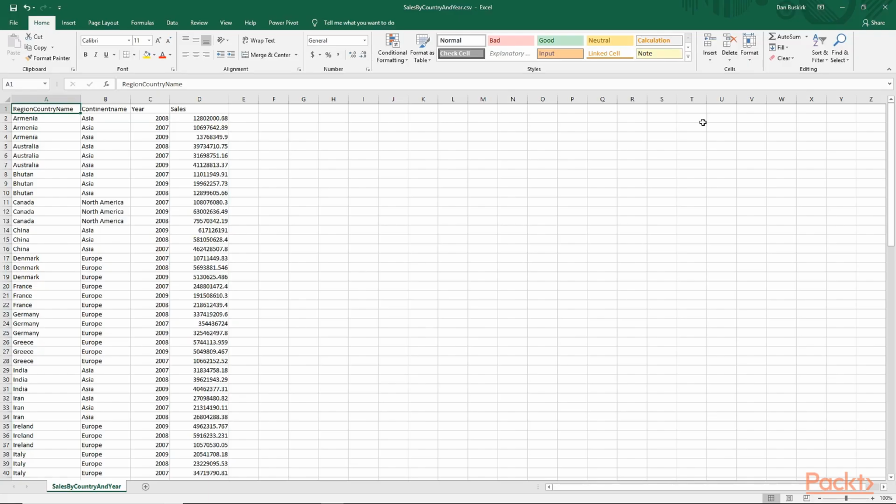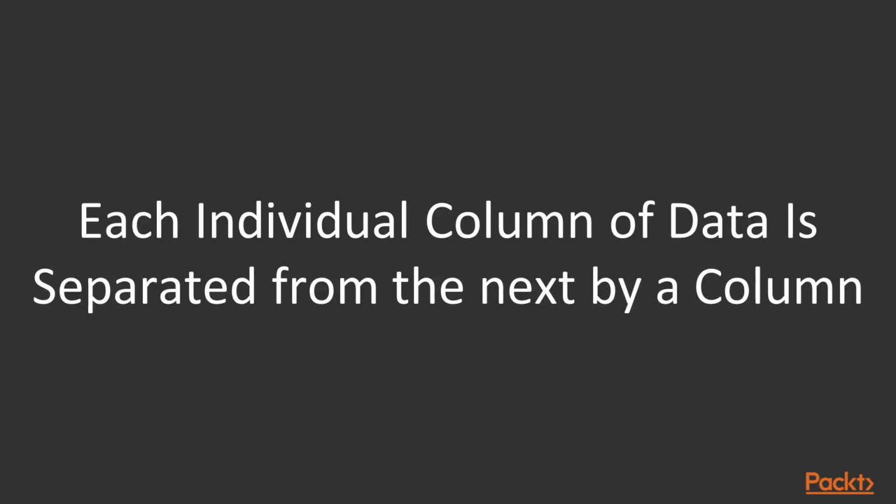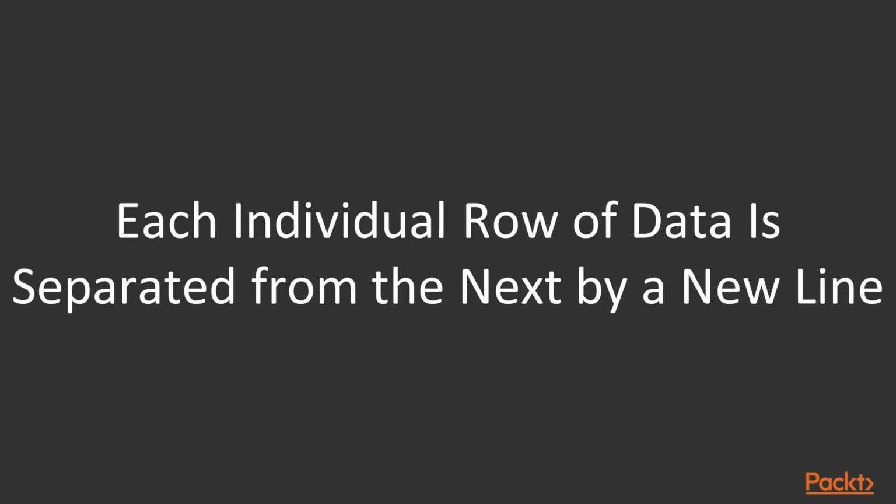Now here we see a flat file, and by flat we simply mean there's a single table of data in the file, no structure other than that. The file format is a comma-separated value format, which simply means that each individual column of data is separated from the next by a comma, and each individual row is separated from the next by a new line.